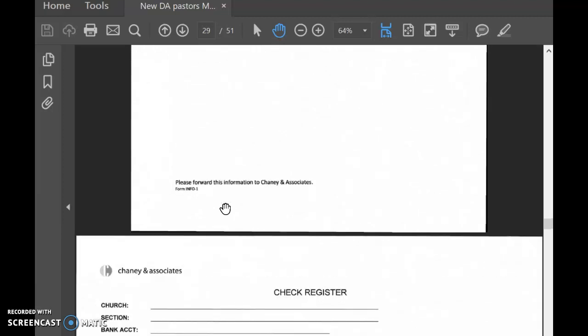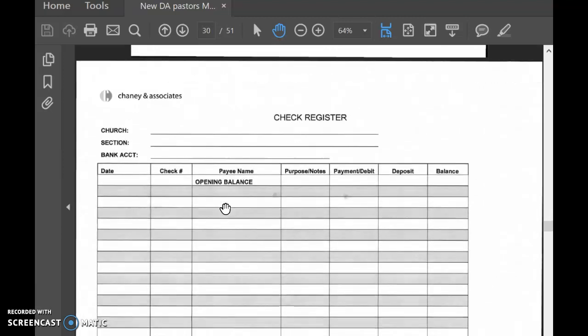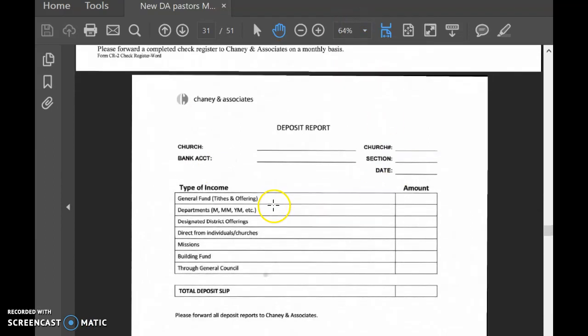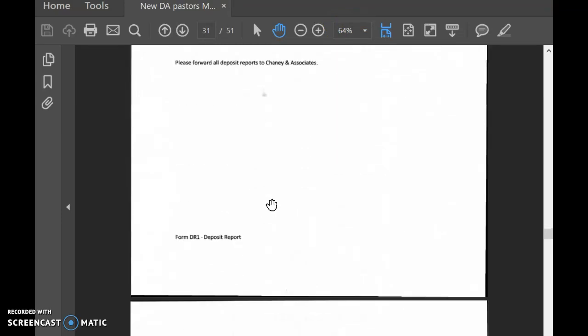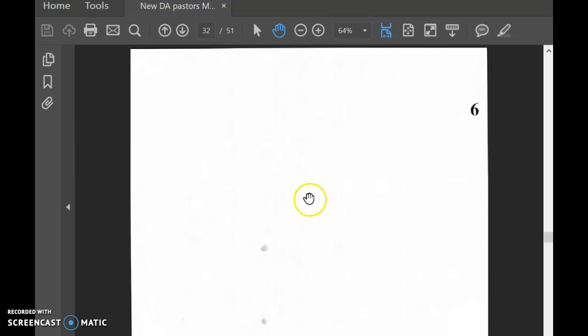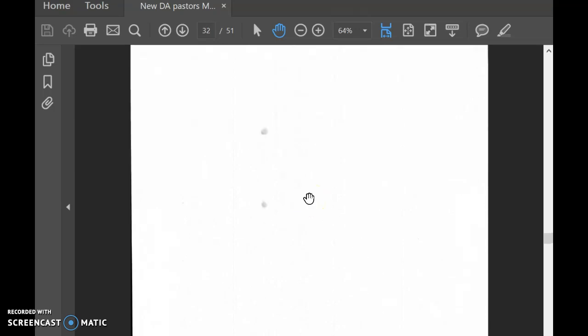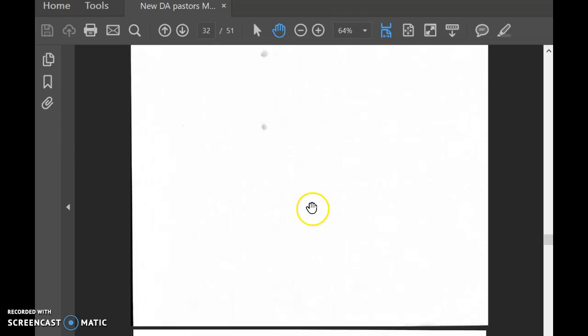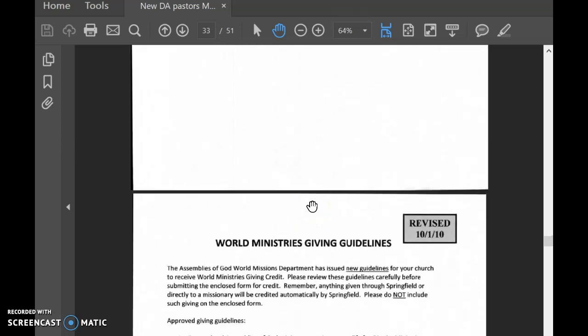One of the ladies there in the office, her name is Donna, and she is fantastic, and you can work directly with her. There's a deposit report, so you can actually fill out these 4 things on a regular basis, on a weekly basis, upload them and send them over to them, or you can work through Xero, their cloud-based financial software. Here's World Ministries Giving Credit, and this is under tab 6.